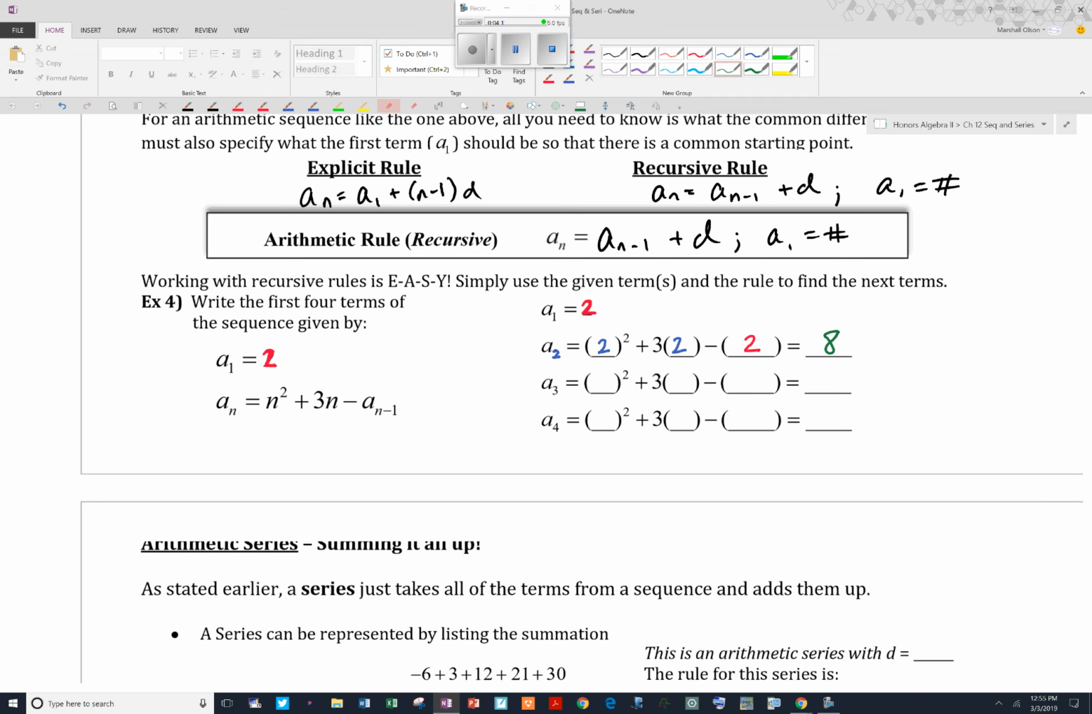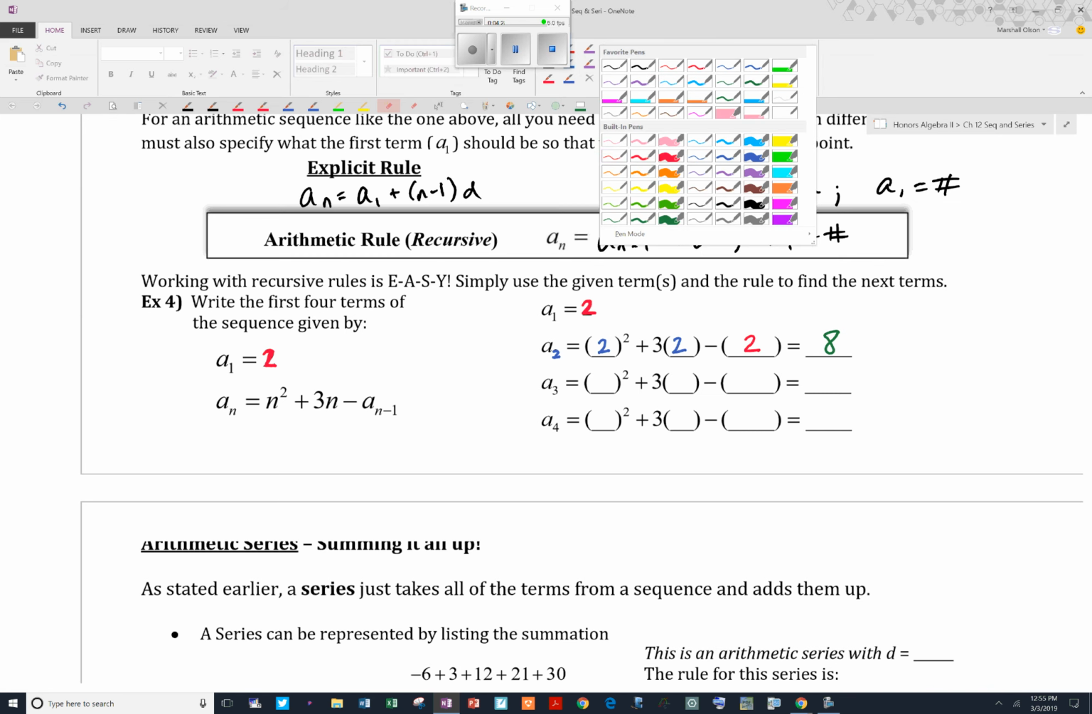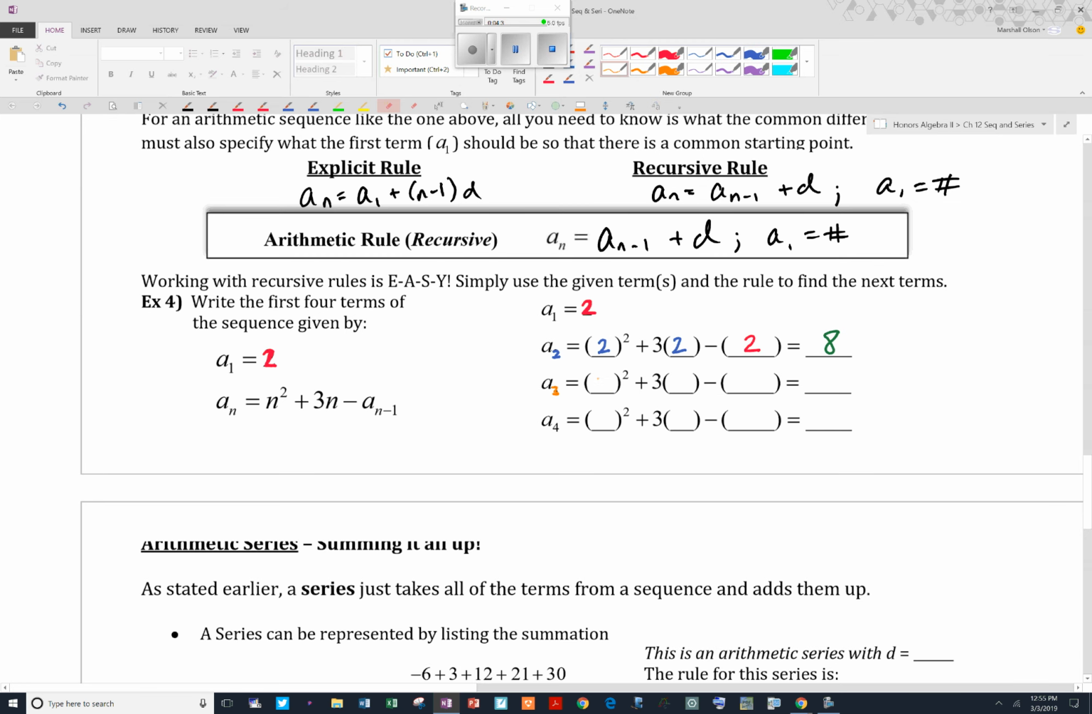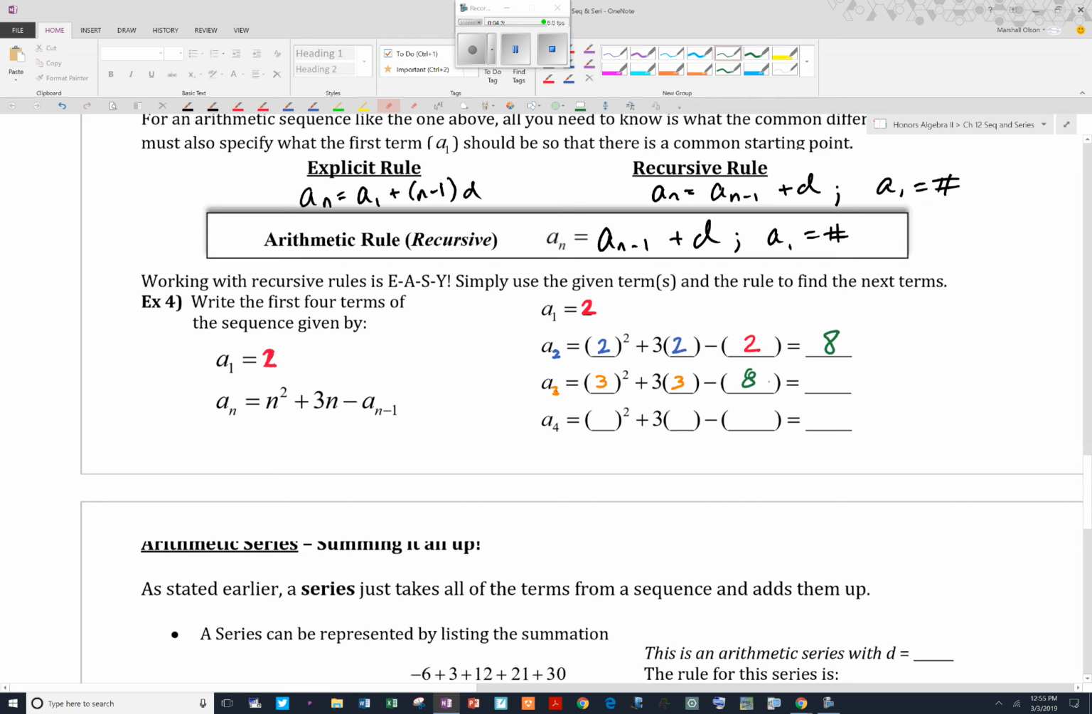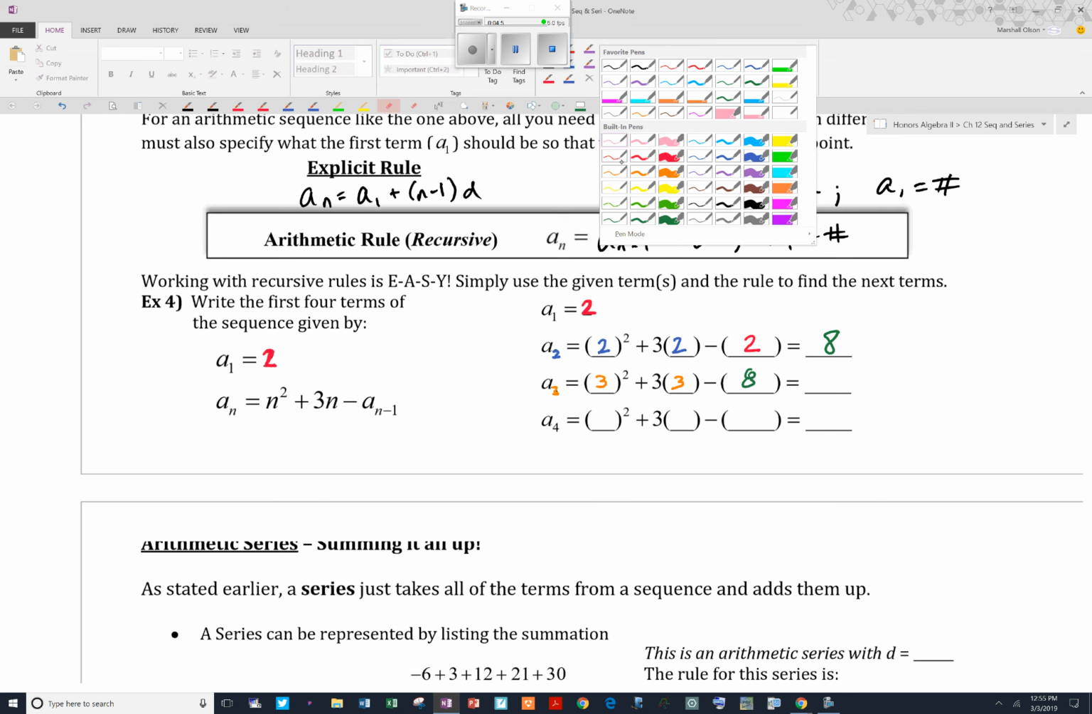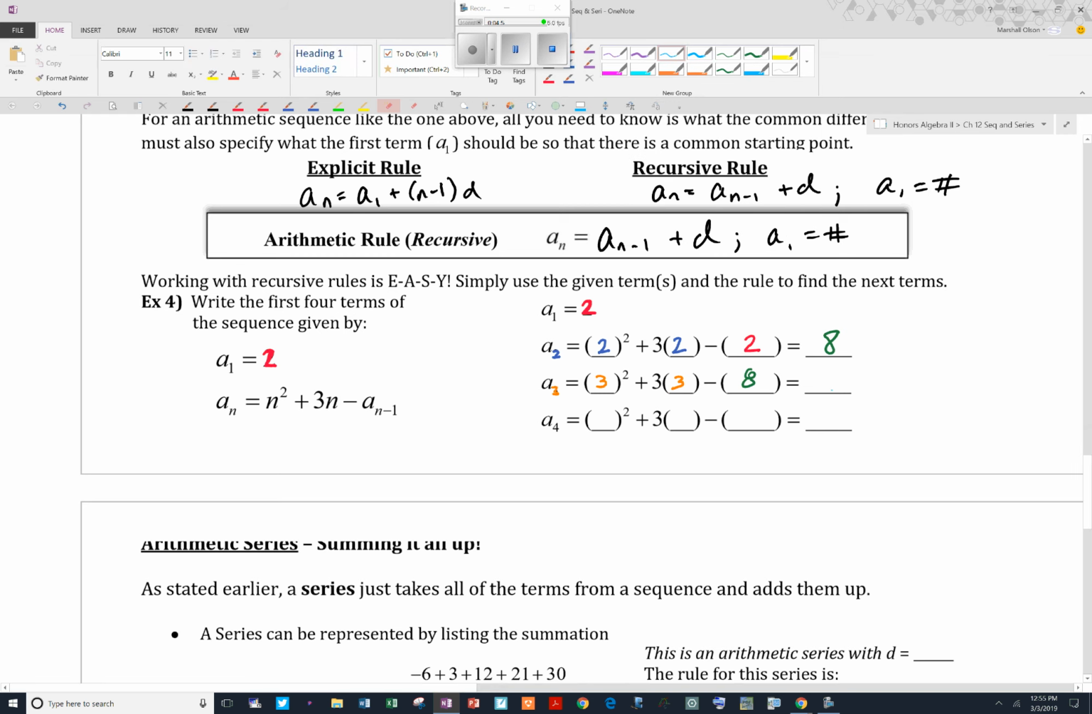All right, so now the third term is found by squaring 3, and then 3 times 3, and then the next piece is putting the previous term in there. Minus a sub n minus 1, that would be the previous term, so 8. So now I've got 9 plus 9 is 18, minus 8 is 10.